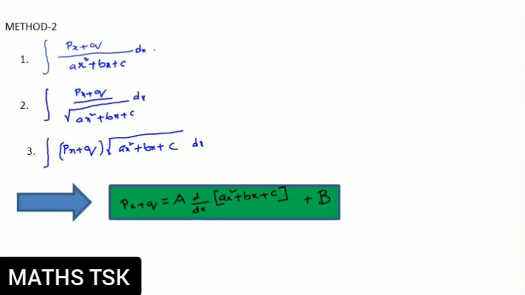Or else we can do it in some other method. You first differentiate and then do this. See, I will do it like this. Consider a problem here. Integration of (2x + 5) by under root of (x² - 2x + 10) into dx.